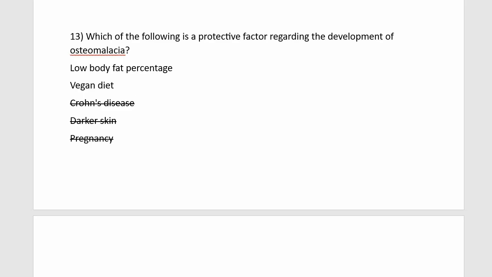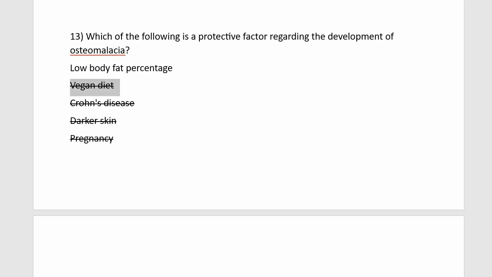And then vitamin D, naturally, if you're trying to get it through your diet, it's found in very high amounts in oily fish, red meat, liver, egg yolks, stuff like that. So having a vegan diet is going to make it harder to get levels of vitamin D. So again, this is not going to be a protective factor.